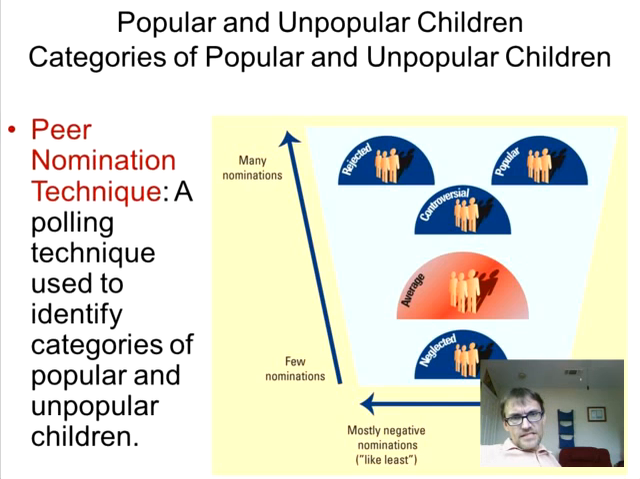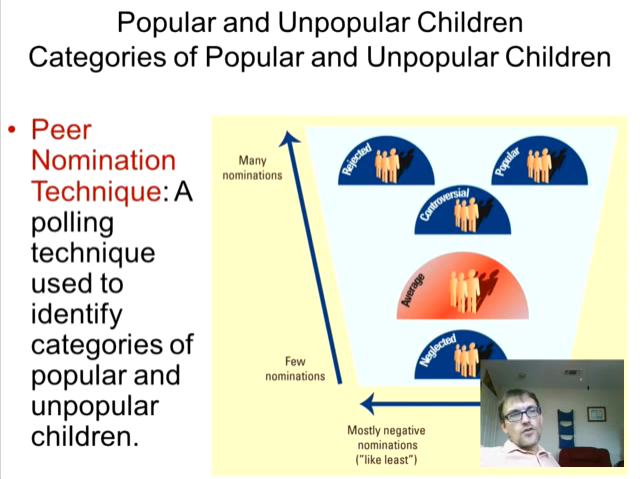And they're really quite interesting. There are 5 categories. There are the popular children, those that receive a lot. As we move up to the top of this image, we see that they have many nominations. If the nominations that they get are for liking the most, then they tend to be called popular children. If the children have a lot of people put their name down, but what they write is "I like this kid the least," then those are called rejected children.